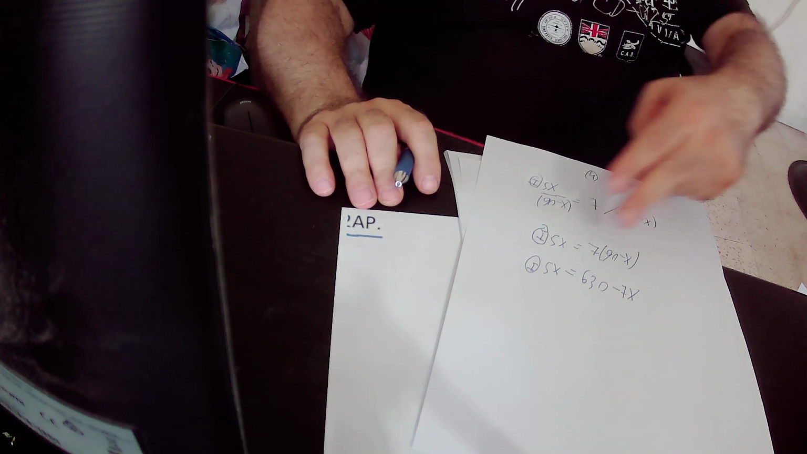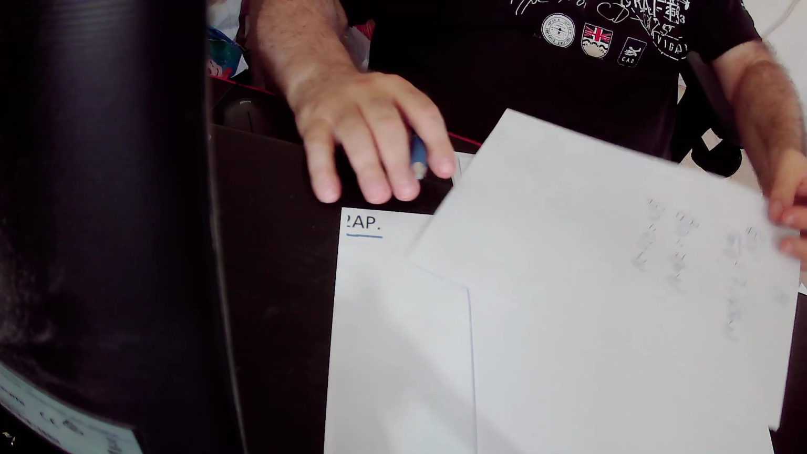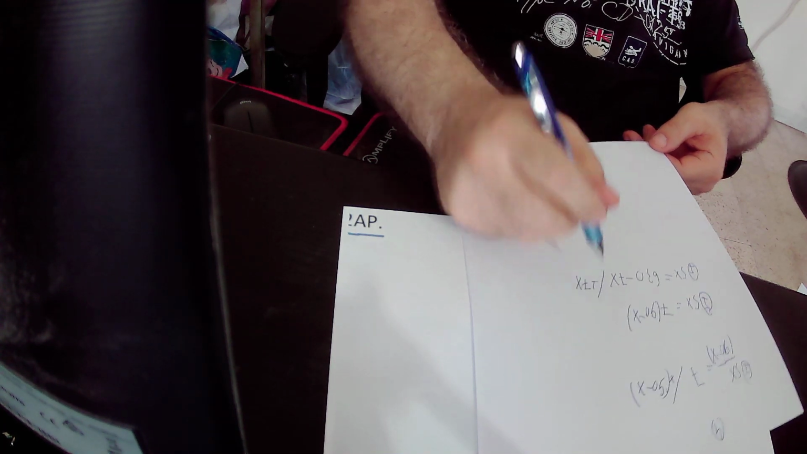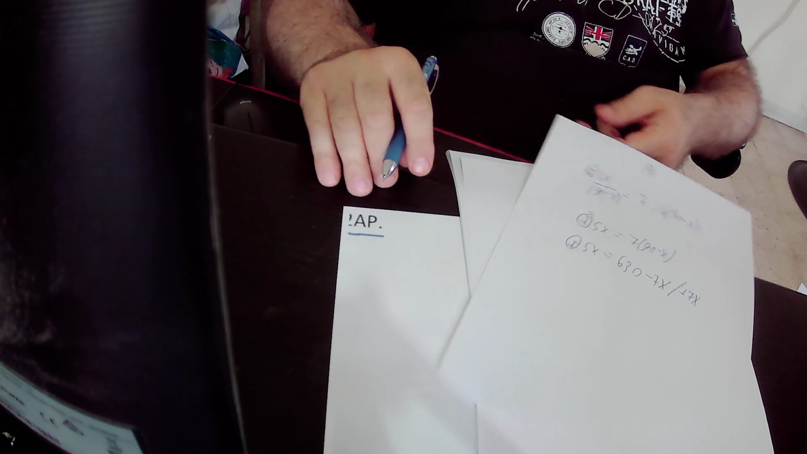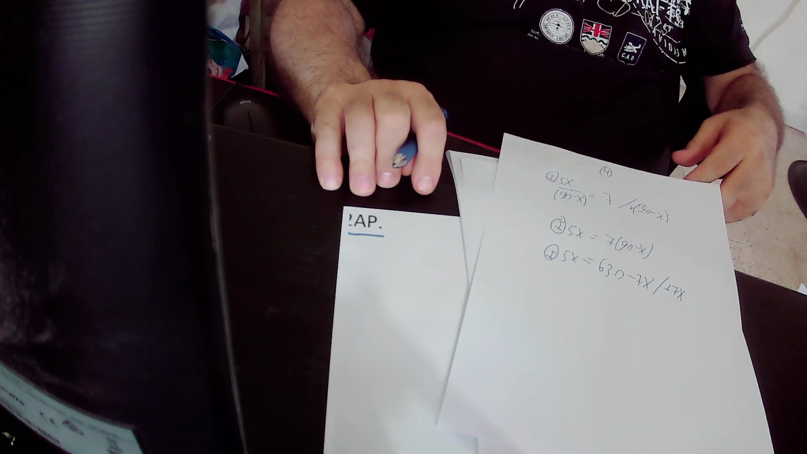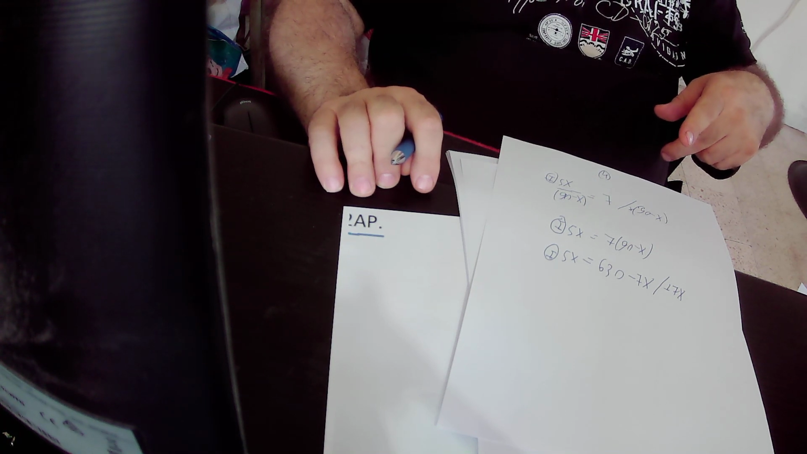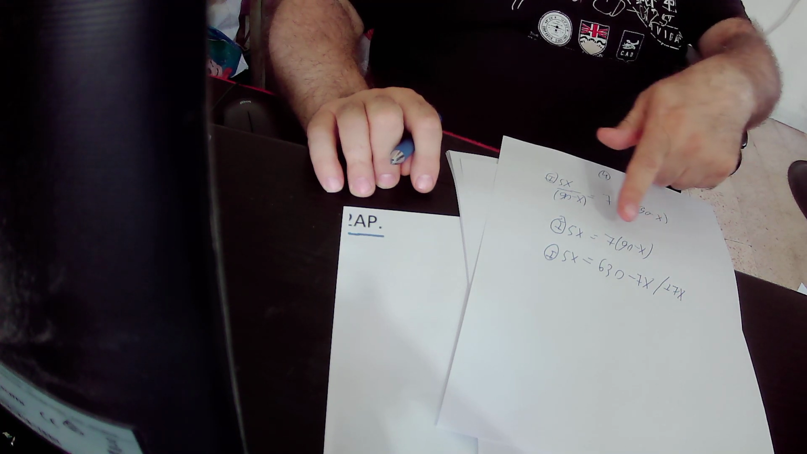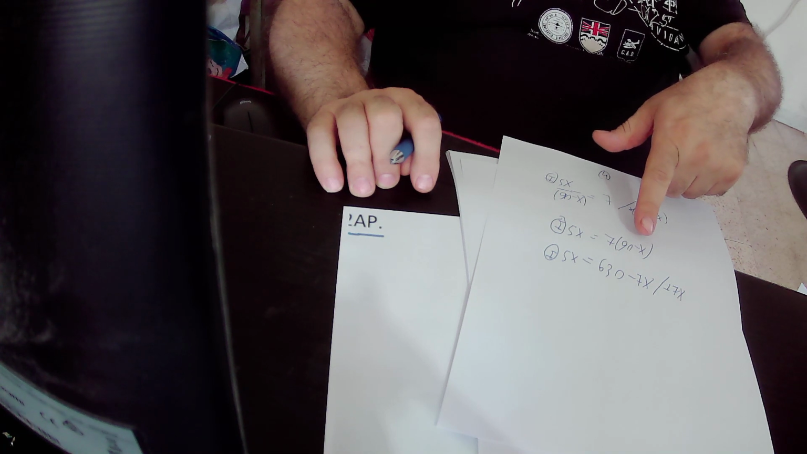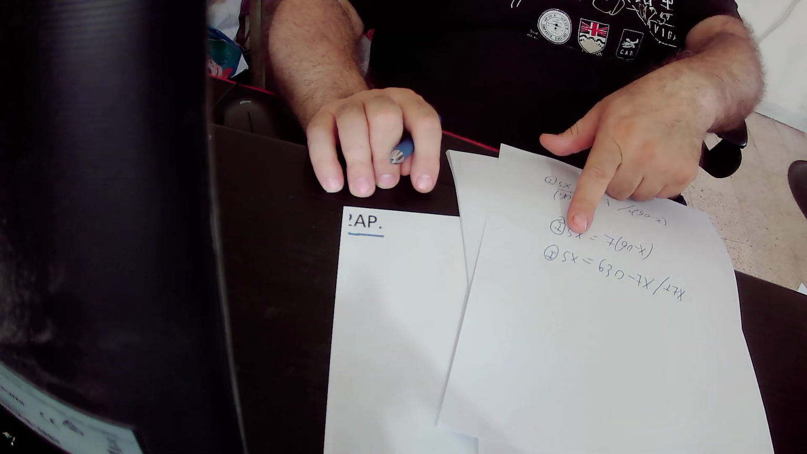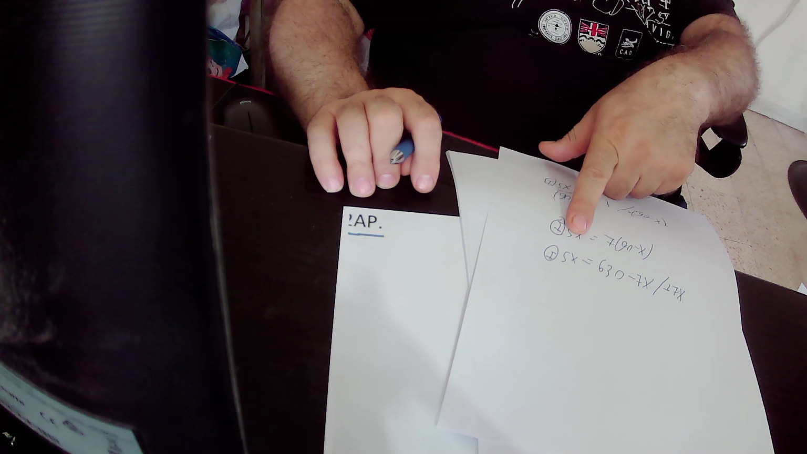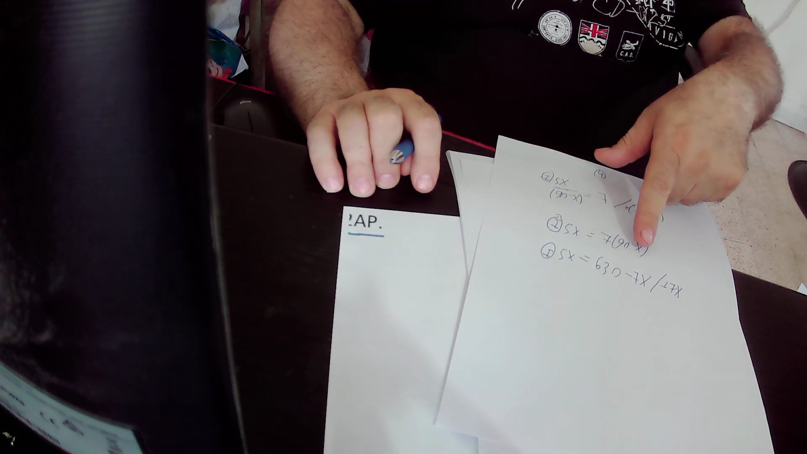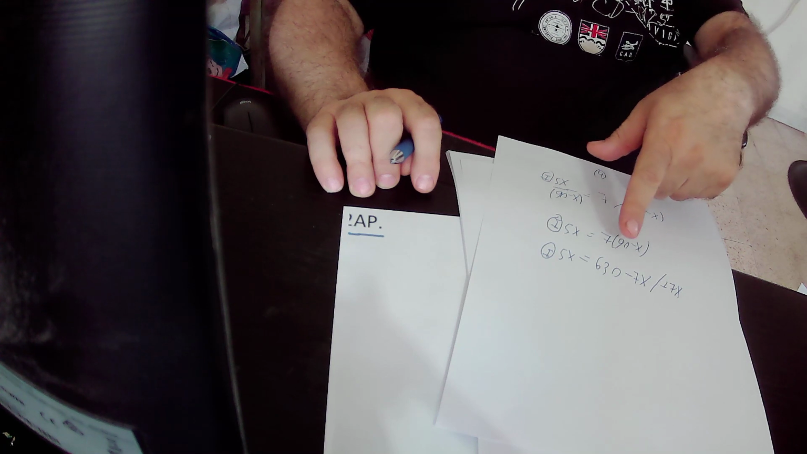Now we will add 7x to both sides of the equation. Okay. So here 5x plus 7x equals 12x, and 630 minus 7x plus 7x equals 630.